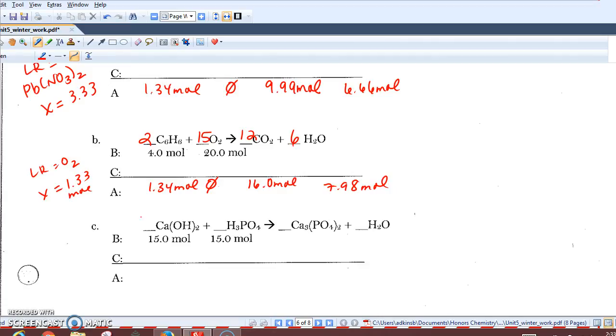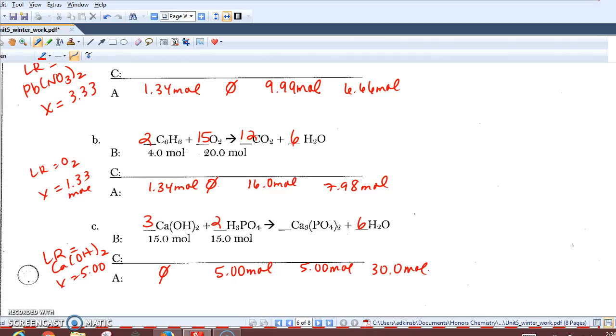For C, that one balanced 3, 2, yields 1, 6. Your limiting reactant on that one was CaOH2. Your X came out to 5.00. Your after, since CaOH2 is your limiting reactant, that would be gone. You would have 5 moles of the phosphoric acid left. You would have 5 moles of the calcium phosphate formed, and 30 moles of the water made.